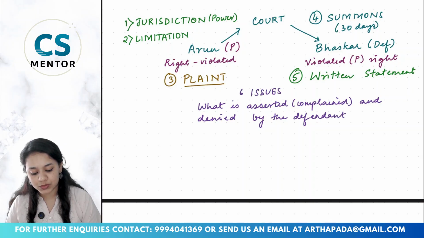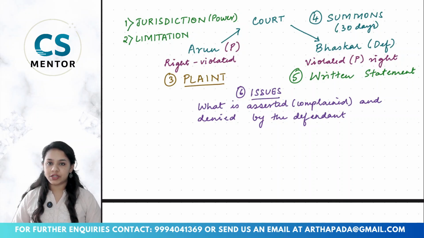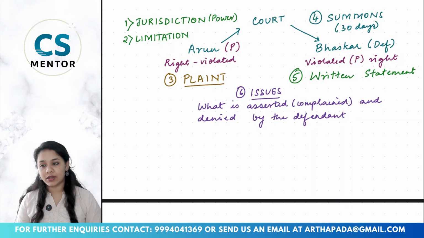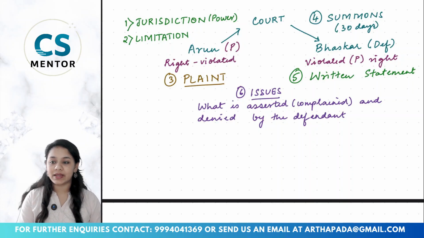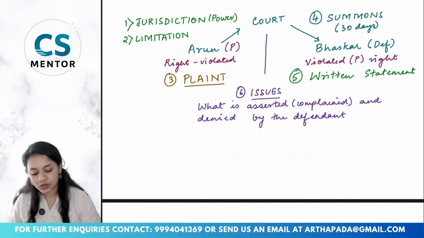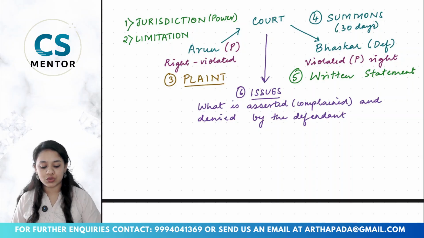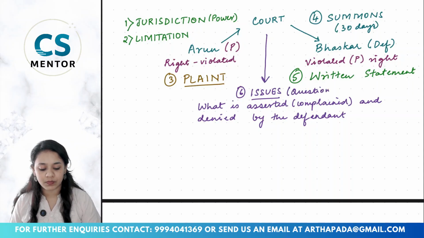So the issues become the sixth thing that we are looking at. Let's read it again. What is asserted by the plaintiff, or what is complained of by the plaintiff and denied by the defendant, forms something known as the issues. Who forms these issues? The court forms these issues. Okay, so what are issues? Issues are nothing other than questions.